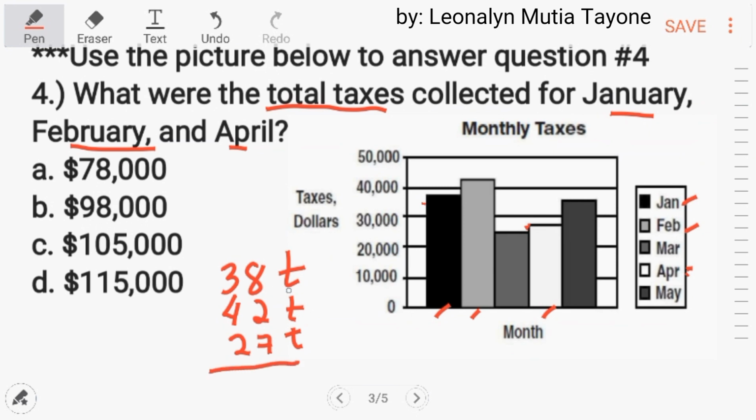I-add lang natin. And this is 9, 17, carry 1, 8, 10. So, mga 107,000 ang total. Sa choices, ito lang yung malapit. So, that means, ang answer dito ay letter C.